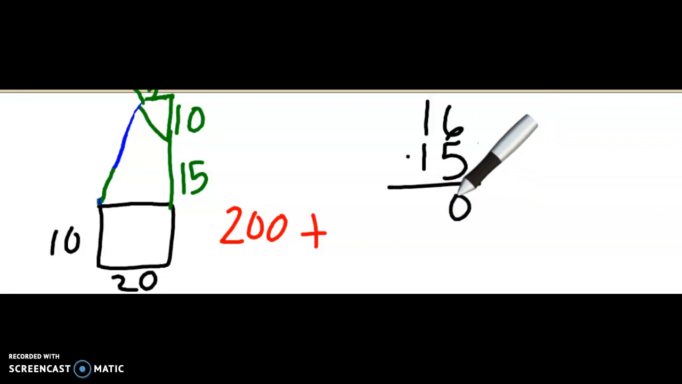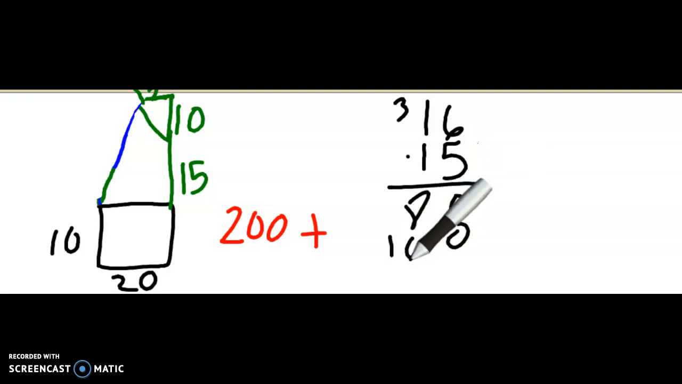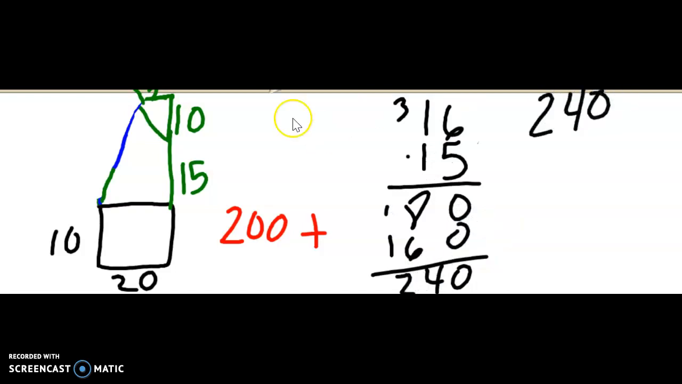And 5 times 6 is 30. 5 times 1 is 5, plus 3 is 8, so 80. We put our 0, and then we add our 16, and we have our 240. Now we have a problem because we did not subtract out this area right here. And this is not a square, it's a triangle.